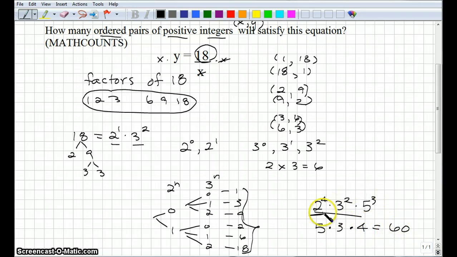So for this number, we would have 60 factors. Trying to list out all those factors would be hard to do, but we can still count the factors this way, and it's a lot easier. So this is a good tool to have. And our answer is 6. We have 6 ordered pairs of positive integers that satisfy this equation.